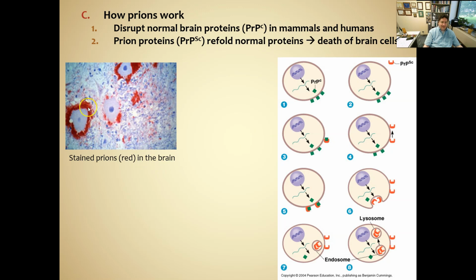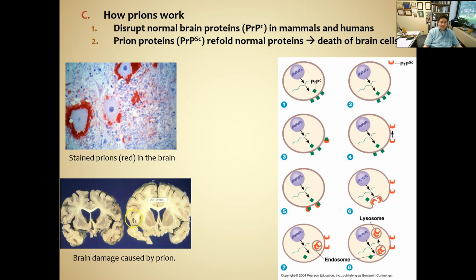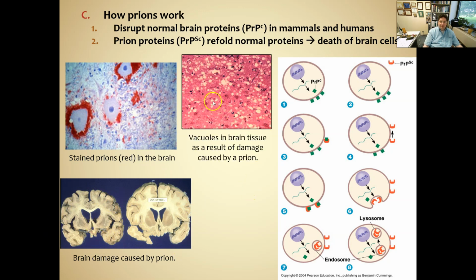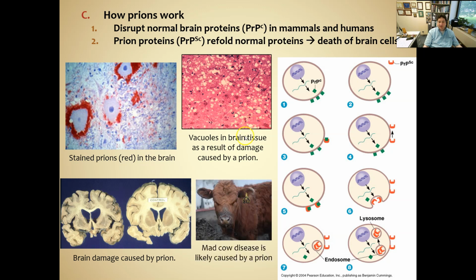The red indicates where the prions are in this brain tissue. Here, this is a normal brain. This is one damaged by a prion. You can see the difference. These clear spots, there's no brain tissue there. The prion has killed it. Mad cow disease is likely caused, well, it is caused by a prion. Now, this cow here doesn't actually have mad cow disease, but it looked like a mad cow. So I like to use it for the picture.